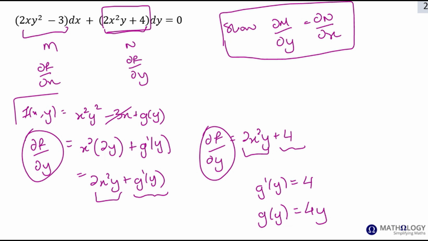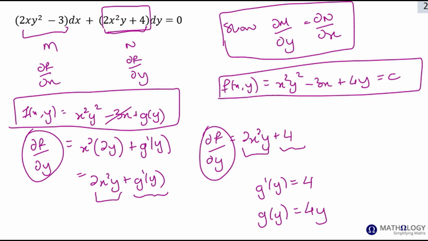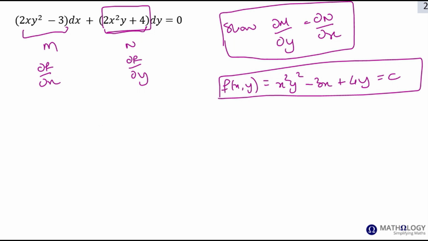So the function that we're looking for is f(x,y) equals x squared y squared minus 3x plus g of y, which is 4y, and that equals c. And this is your solution. We're going to solve this differential equation from n's perspective in a second. Just want to check that this solution is in fact correct, that it is a function that gives us this differential equation.